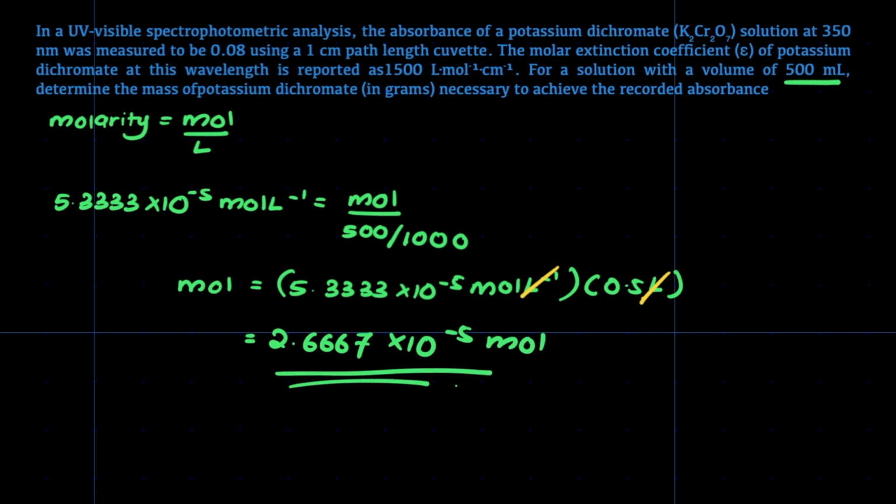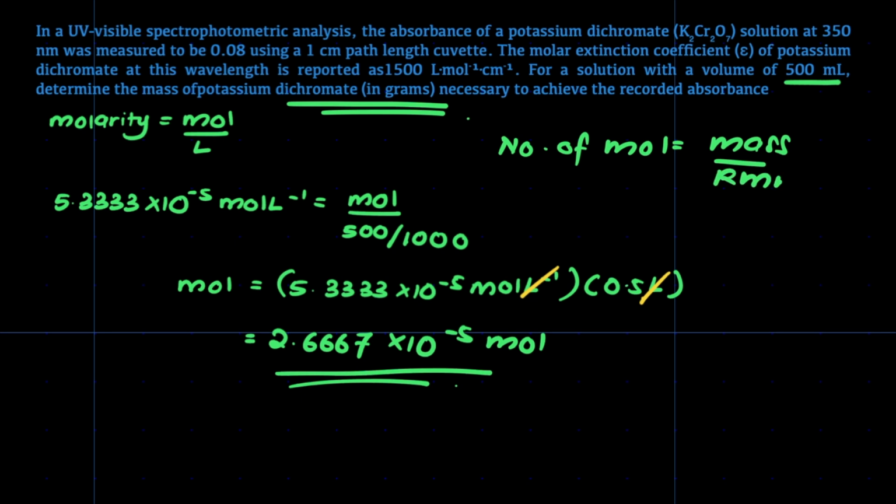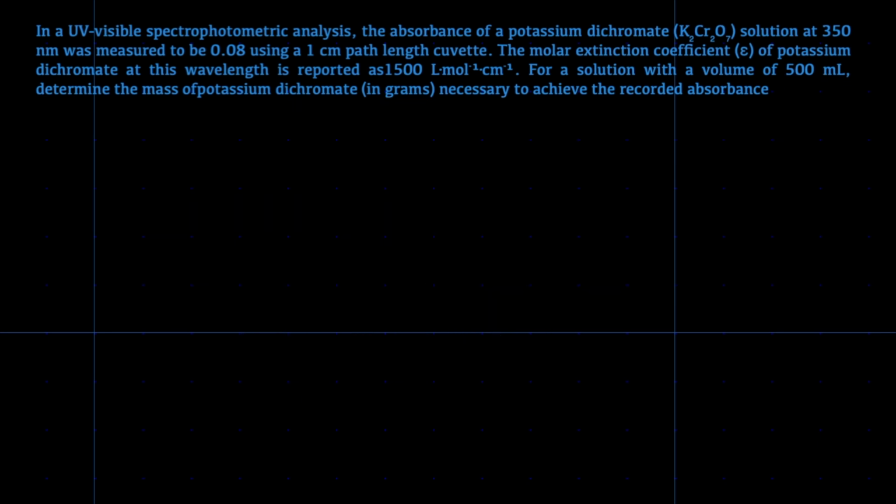But this is not all, because you were asked to calculate in grams. So you know the number of moles, so you can get the mass by using the formula: number of mole is equivalent to mass over RMM. Alright, so now we are going to calculate the relative molar mass.